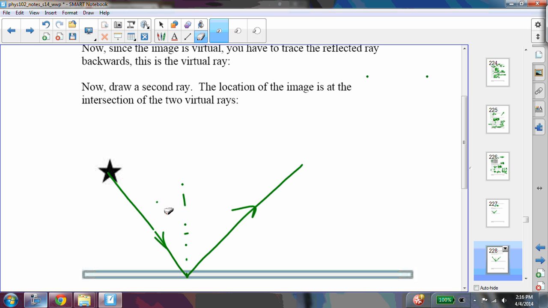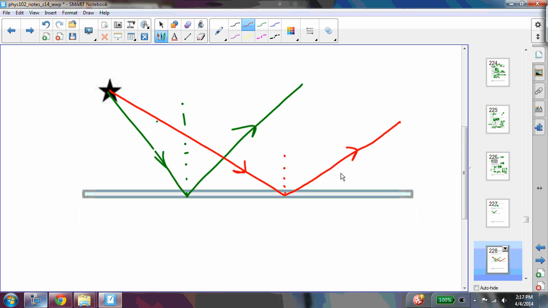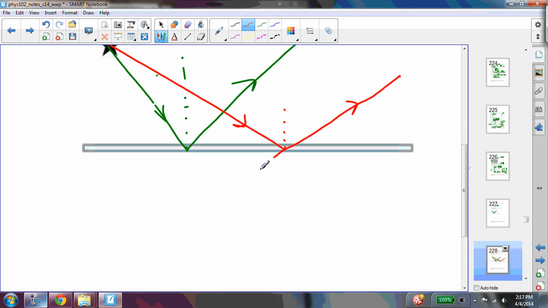Now, I'm going to also draw a second ray, because if I want to find out where the image is, then I'll need to find where two rays cross. I'm just going to draw it at a different angle. And now this angle has to equal the reflected angle, so I'll draw it at a steeper angle. Now, if I trace these two reflected rays back, take a ruler and trace them back, as you did in the lab, where these two rays cross is where my star's image is.